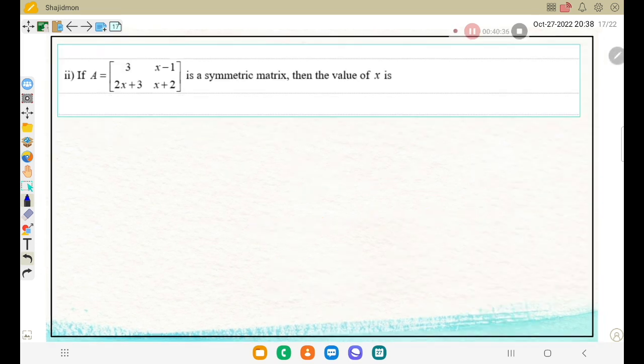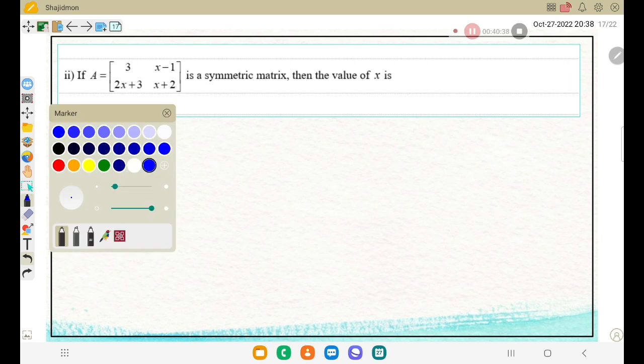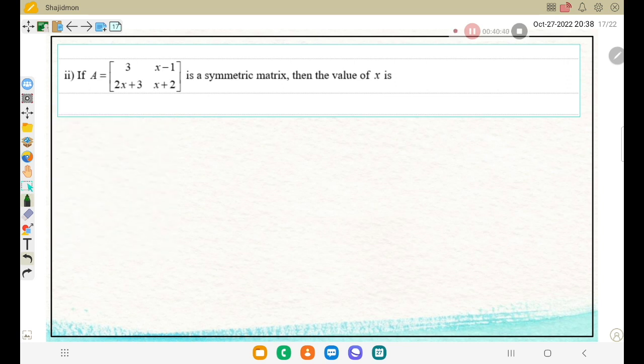Okay, now this question: if A equal to the matrix 3x minus 1, 2x plus 3, x plus 2 is a symmetric matrix. Okay, is a symmetric matrix.